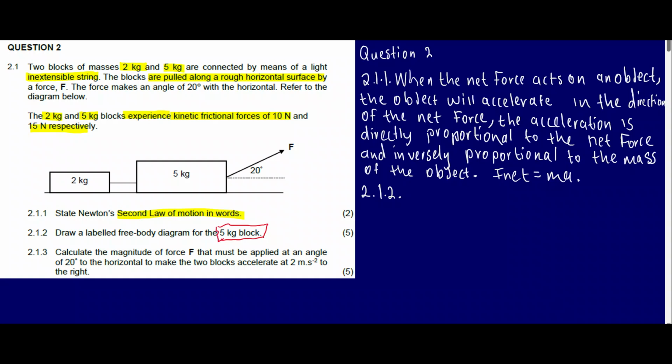If you are in an examination, obviously you have to draw for the 5 kg block only, not for both, right? But I want us to draw the free body diagram for both of them. So the first force that we should not fail on the 2 kg block is gravity, Fg, and there's going to be the normal force going up. Because the motion here is towards the right, the friction force is most likely going in the opposite direction, which is the left hand side.